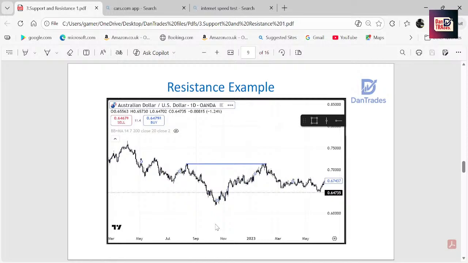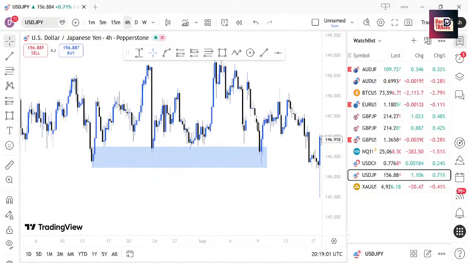So forex is a two-way deal. If it's not A, it is B. If it's not buy, it is sell. If it's not sell, it is buy. That's what's happening. If it's not support, it is resistance. So resistance is basically like support, and let's go deep into what resistance looks like on a chart.